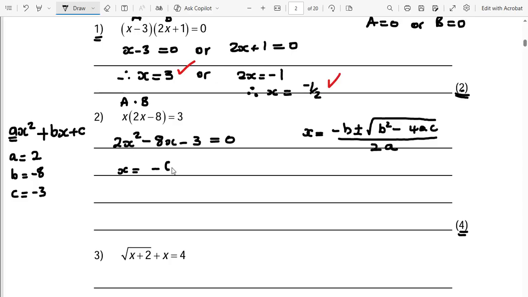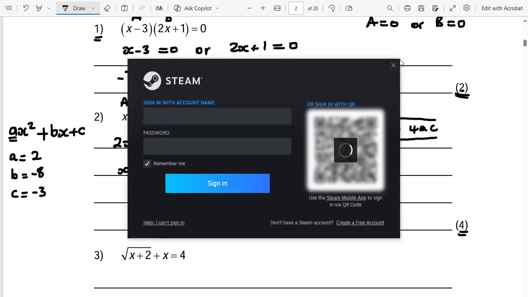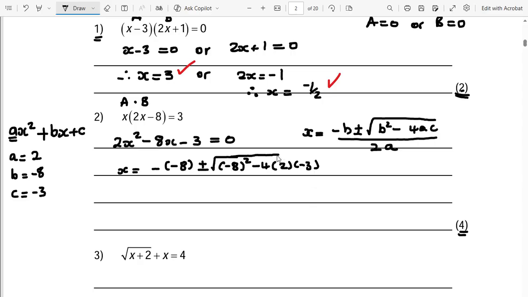Minus into minus 8 plus or minus the root of b, which is minus 8. This will be minus 8 squared minus 4 into the value of a, that's 2, c, that's minus 3. Okay, so please make sure that you substitute everything correctly, because guess what? There's a mark for the correct substitution. So this will be 2 into 2. There is a mark for the correct substitution. So far, we have 2 marks. I'll definitely show you guys how to mark this question, how they mark the question.